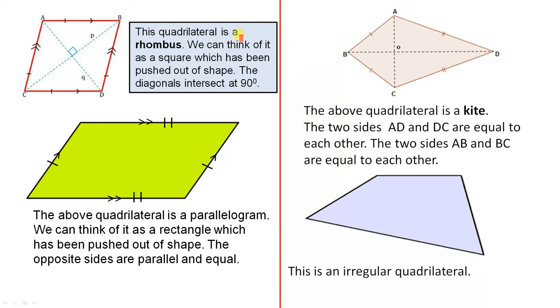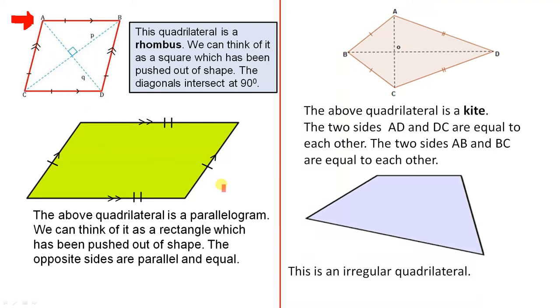This quadrilateral is a rhombus. We can think of it as a square which has been pushed out of shape. The diagonals intersect at 90 degrees. So this is one of the shapes we saw in the last video. So if that corner is just pushed like that, it just has a bit of a tilt. It looks like a square, only it's got a tilt. So the angles are not 90 degrees.